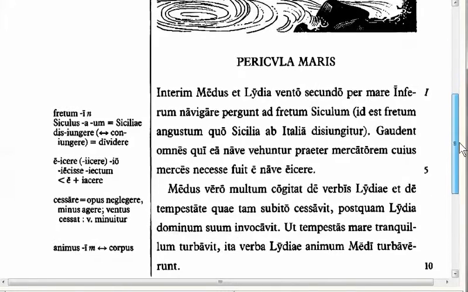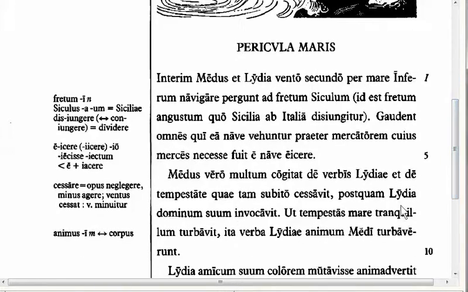Turn with me to line number 8. Here we have "ut tempestas mare tranquillum turbavit, ita verba Lydiae animum Medi turbaverunt." So as the storm stirred up the peaceful sea, thus the words of Lydia stirred up Medus's spirit.